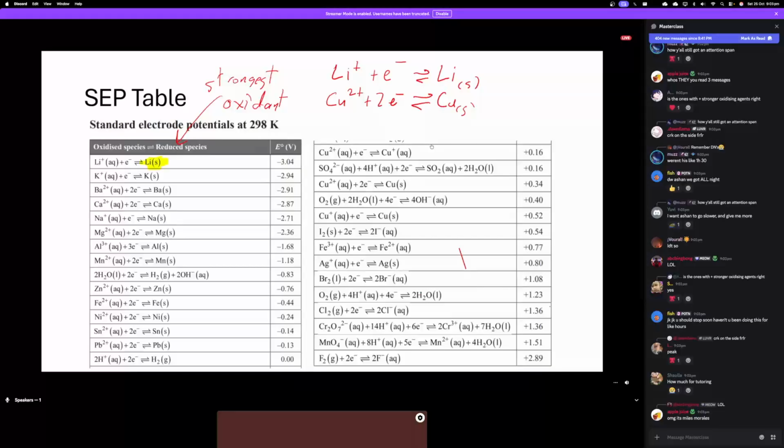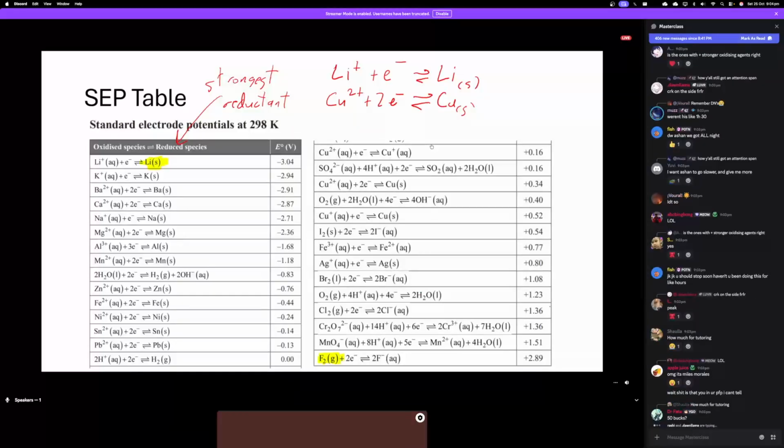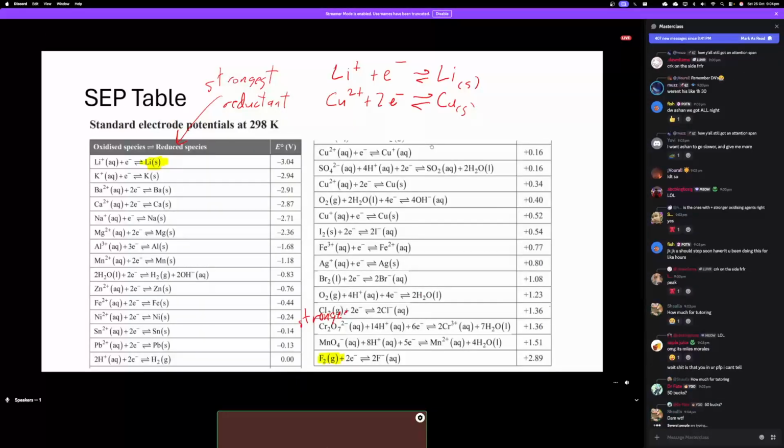Wrong word. Strongest reductant, right? And then this is the strongest oxidant in the bottom left. I don't really have space, so I'm just going to write over it.